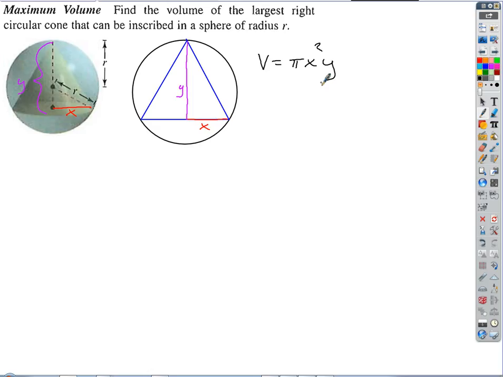R is the radius, correct? Look, if I draw the radius in a couple of tricky ways, the radius is going to be that distance from there to the edge, right? But let's pick some smarter versions of that. This is going to be r, and this is going to be r. Make sense?